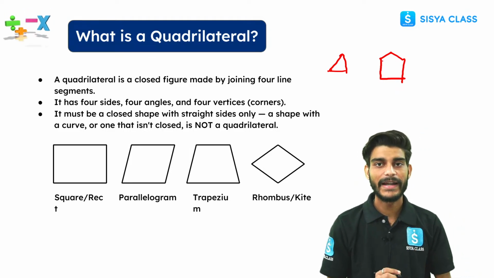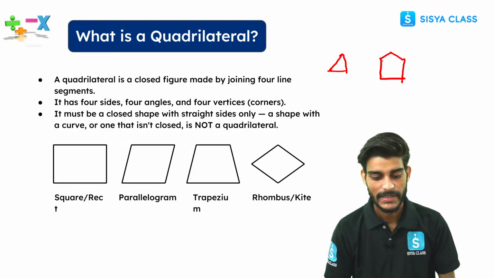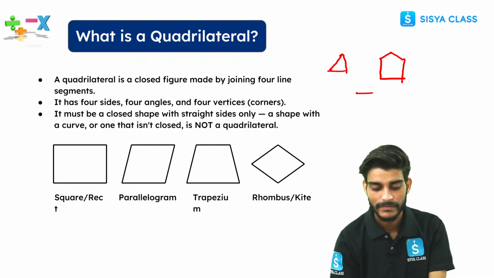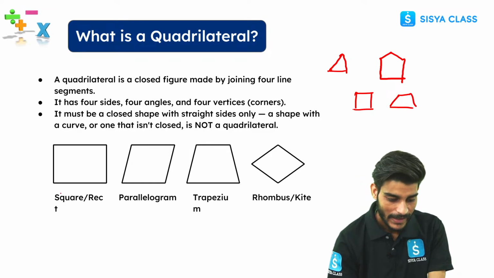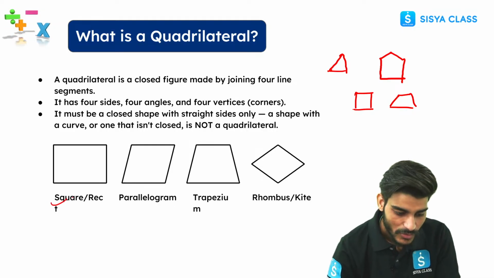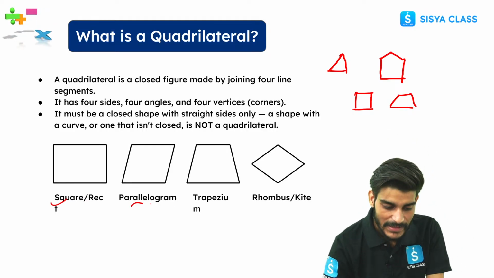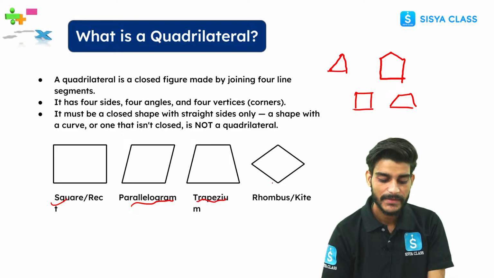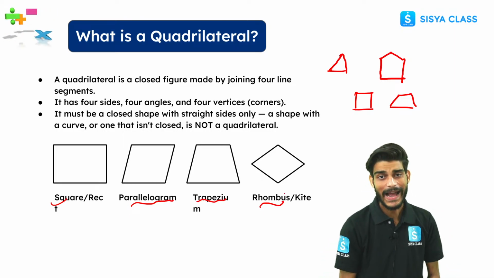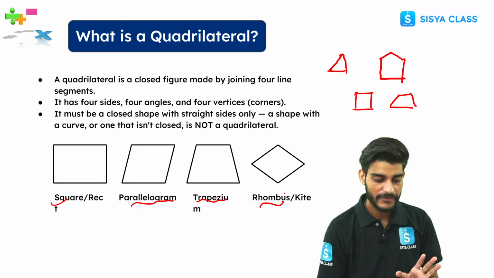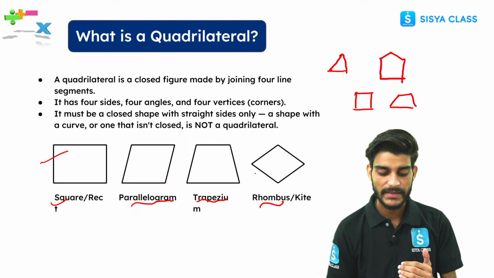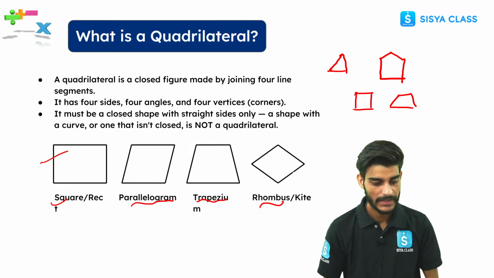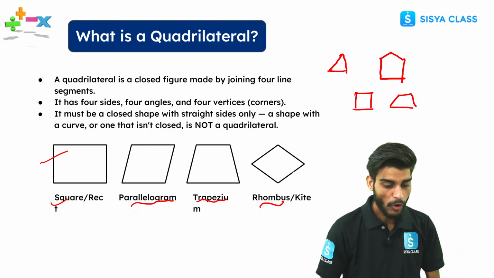When we have 4 sides and we try to make a closed figure, how will I do it? I can make it like this. I can make it like this as well. So basically this is a square, this is a parallelogram, this is a trapezium, and this is a rhombus. I'll talk about them one by one. Just be familiar with the shapes: square, parallelogram, trapezium, and rhombus. Clear? All of these are quadrilaterals.